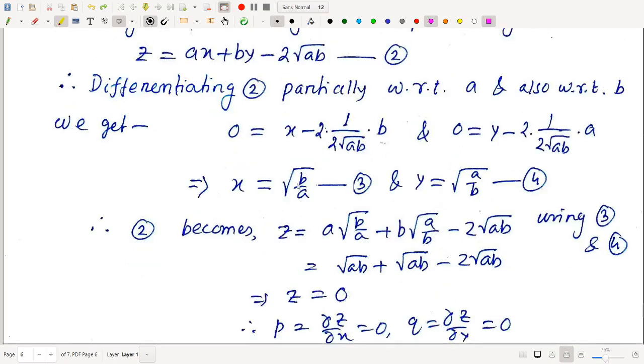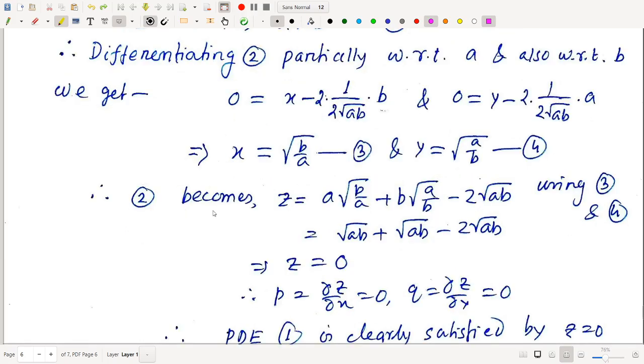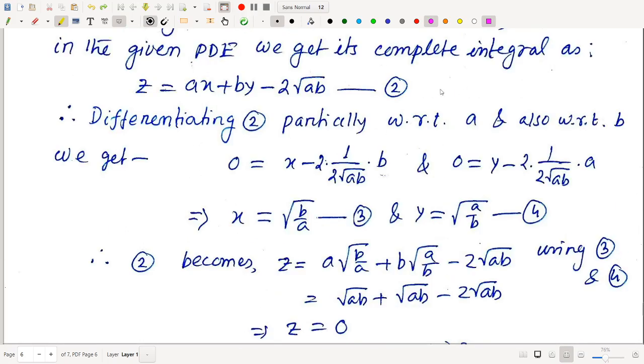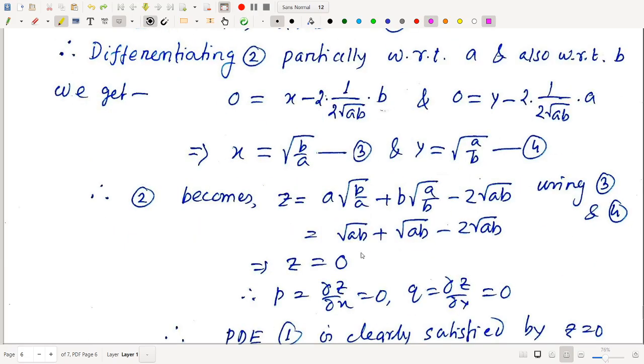So we get from this what? 2 cancels, b cancels, it will be root b by a, meaning x equals root b by a. Similarly from this, y equals root a by b. Therefore, if we put these values of x and y in number 2, what we get? a root b by a plus b root a by b minus 2 root ab, that is root ab plus root ab minus 2 root ab, that is 0, that is z equals 0.